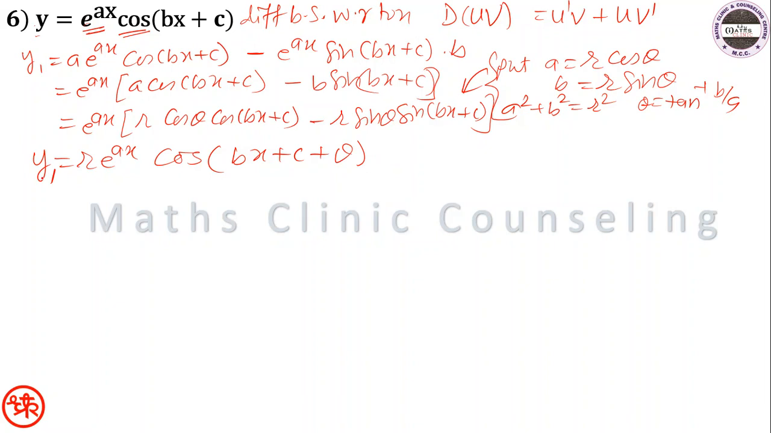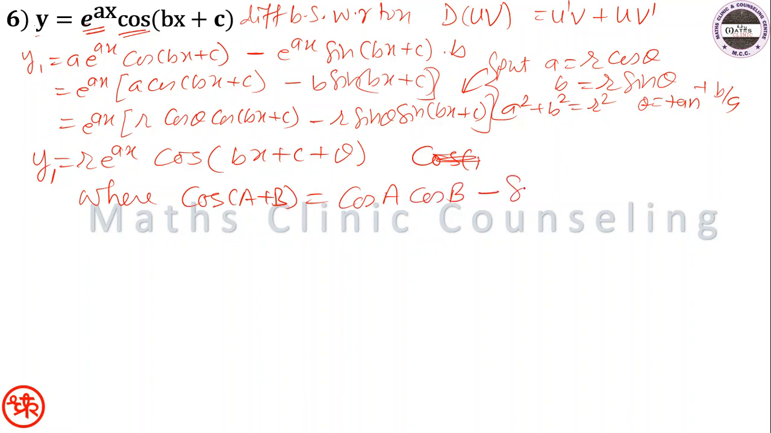y1 is equal to that. Is that clear? Because cos of a plus b is equal to cos a cos b minus sin a sin b. This formula is used here, after taking r common. So y1 is done. Now look at here.